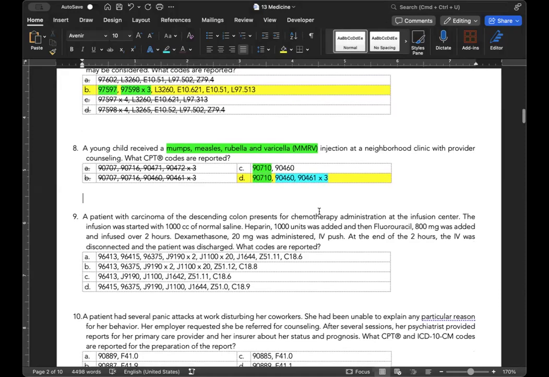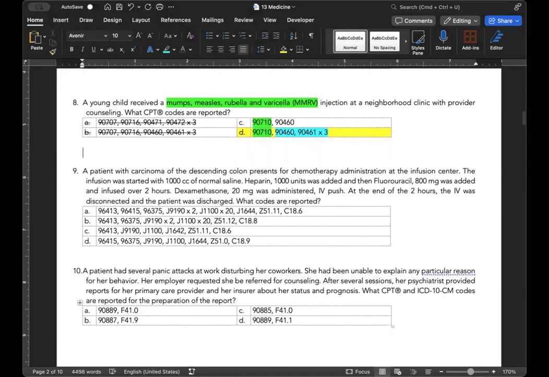Okay. Number 9, a patient with carcinoma of the descending colon presents for chemotherapy administration at the infusion center. The infusion was started with 1,000 cc's of normal saline. Heparin 1,000 units was added, and then Fluorosil 800 milligrams was added and infused over 2 hours. Dexamethasone 20 milligrams was administered as an IV push, and then at the end of the 2 hours, the IV was disconnected and the patient was discharged.